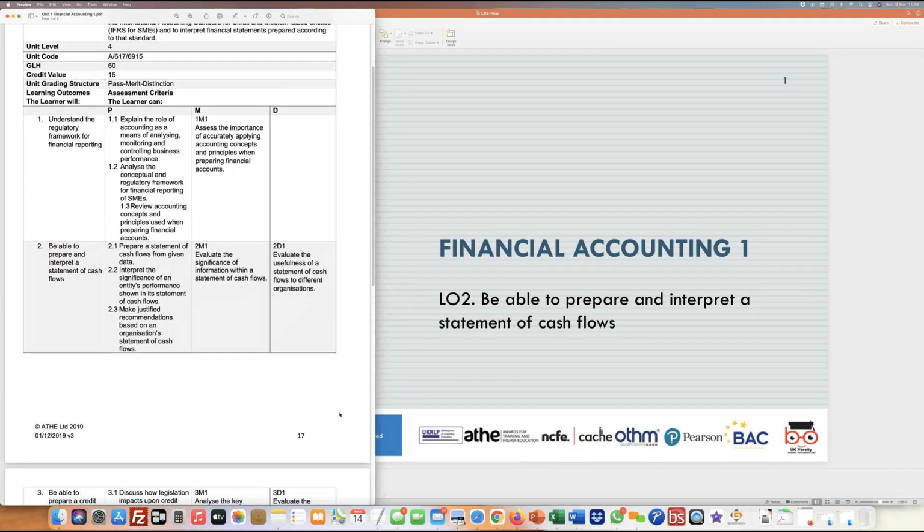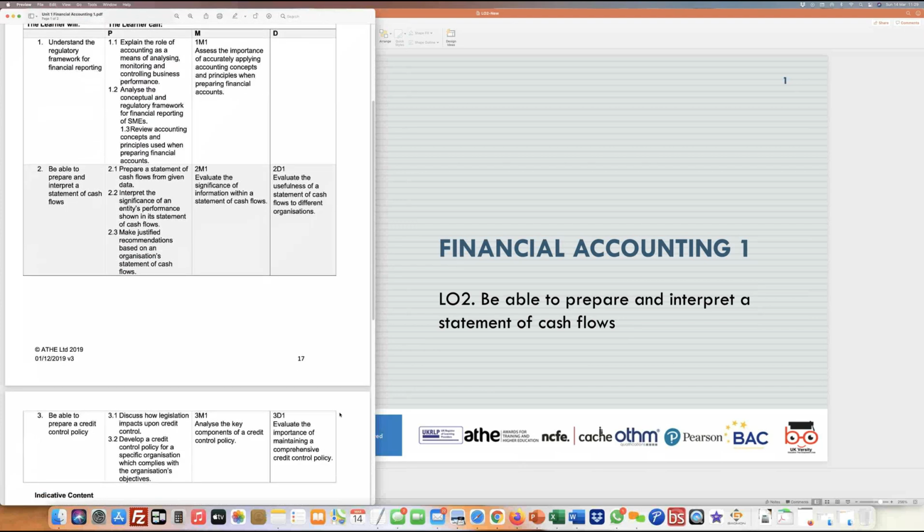And it's a bit of a practical one. So in this case, you'll have to look at preparing a cash flow statement, and then this would allow us to address all the assessment criteria here.